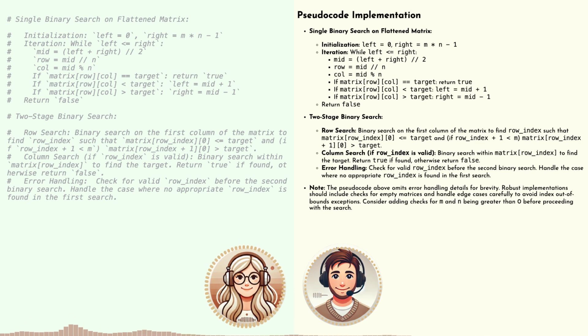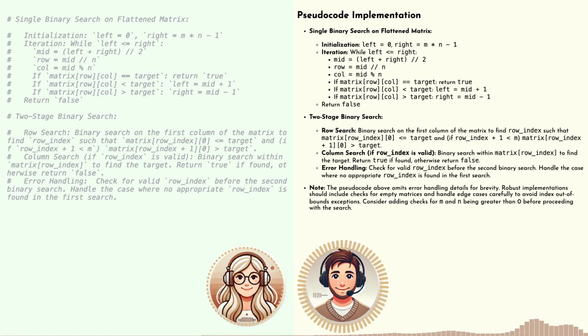Once we have that potential row, it's time for stage 2, a standard binary search within that row. We set up new left and right pointers for the columns within that row. Calculate the middle column index and compare the value in that cell to our target. And we keep narrowing down our search within that row until we find a match or determine that the target isn't there.